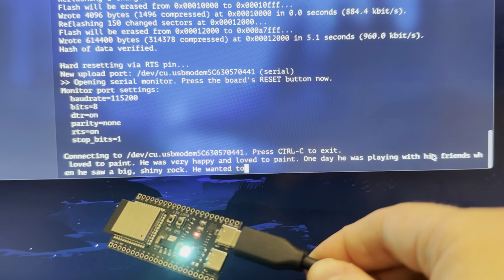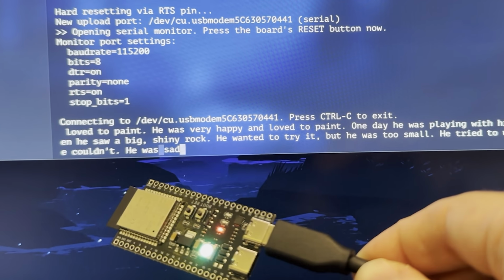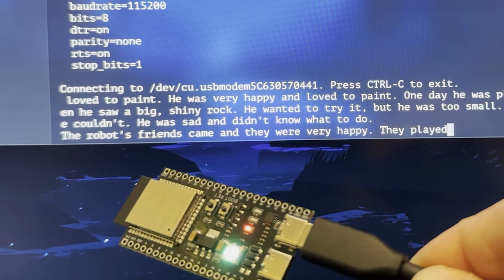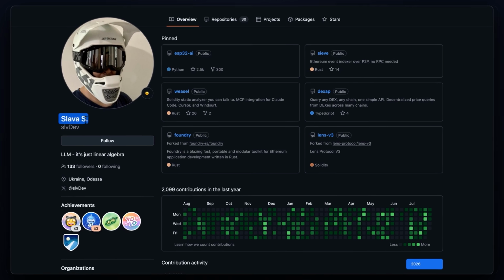So there you have it, folks. That's how you run a 28.9 million parameter language model on an ESP32 chip. We tested it, it works, so kudos to Slava for making this project.